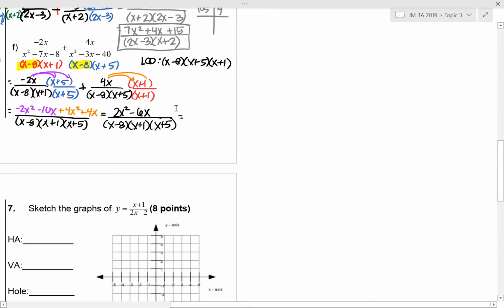So I can factor 2x squared minus 6x. So my denominator is still x minus 8 times x plus 1 times x plus 5. Over my numerator, I can divide both terms by 2x. So I'm going to factor out the greatest common factor of 2x, which will leave me with x minus 3. So notice that x minus 3 is not in my denominator, so this does not reduce. So this is the simplified form of the problem for part F.